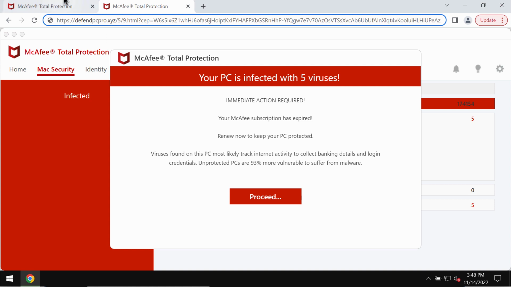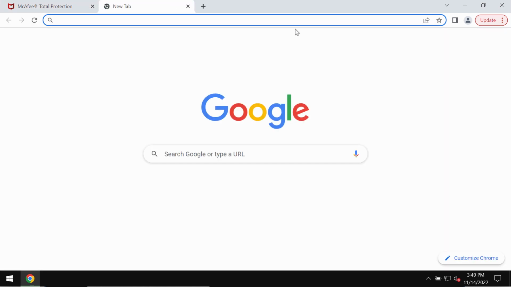If you ever see these pop-ups by Defendpcpro.xyz, don't trust these fake alerts. Such pop-ups, by the way, may be the result of some adware to be enabled in the system. So if you see these pop-ups, don't tolerate them. Just leave this page and disregard it.